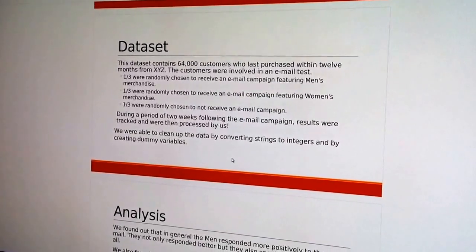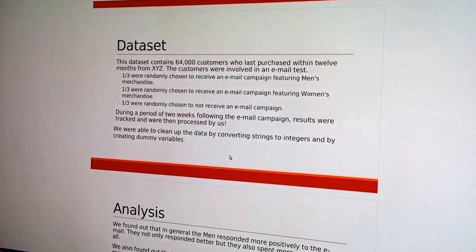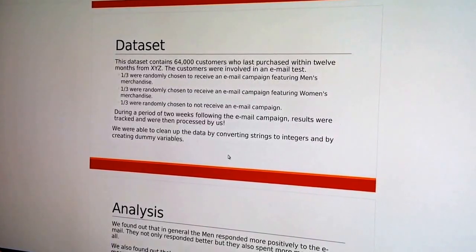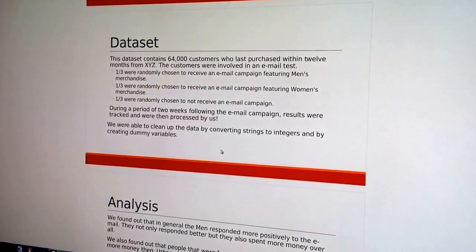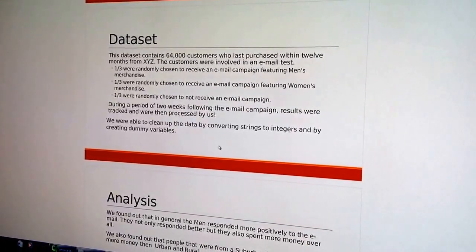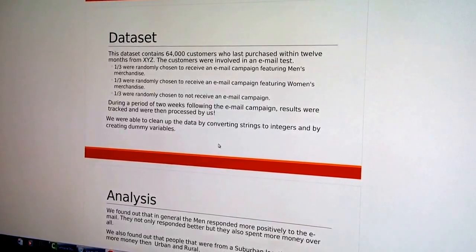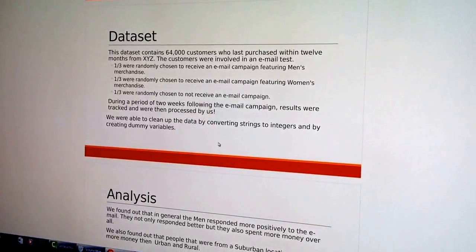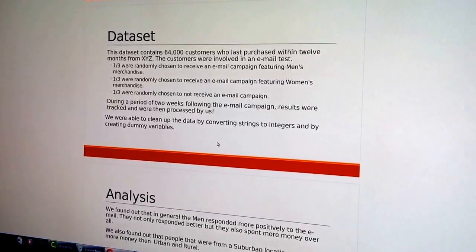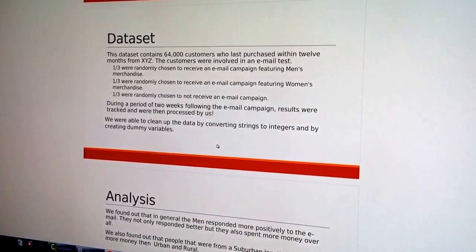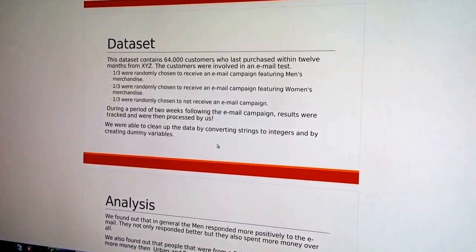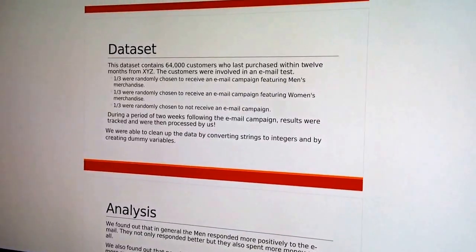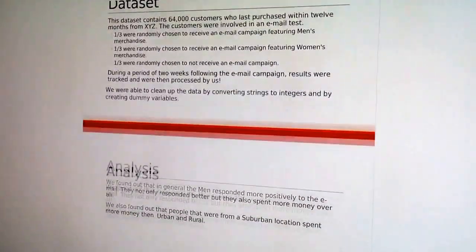This data set contains 64,000 customers who last purchased within 12 months of company XYZ. The customers involved with the test were a third randomly chosen to receive emails with men's merchandise, a third was chosen to receive women's merchandise, and then a third did not receive any email campaign. During the 2-week period following the email campaign, results were tracked and were then processed by us. We were able to clean up the data by converting string data to integer data and creating dummy variables.